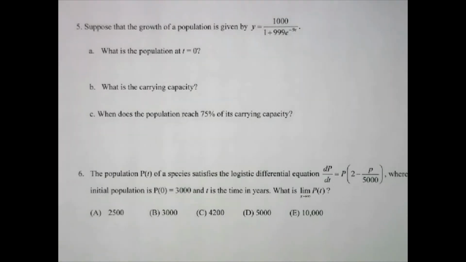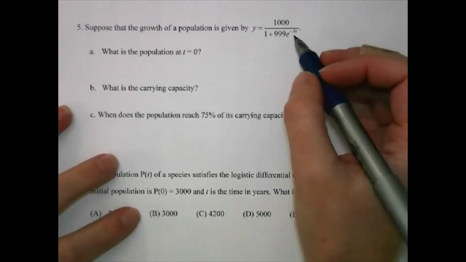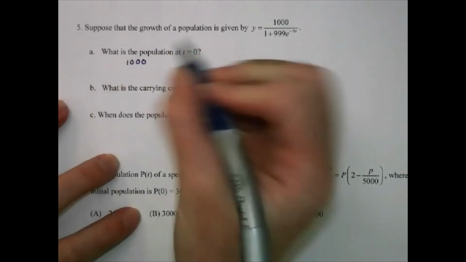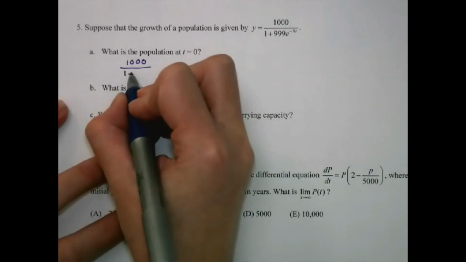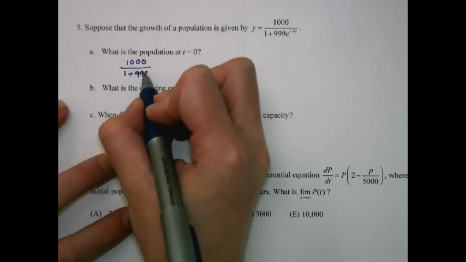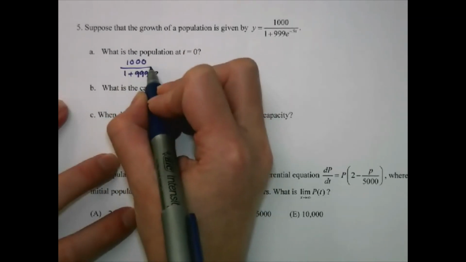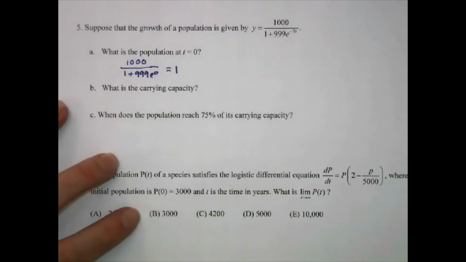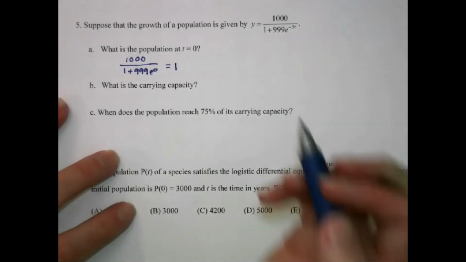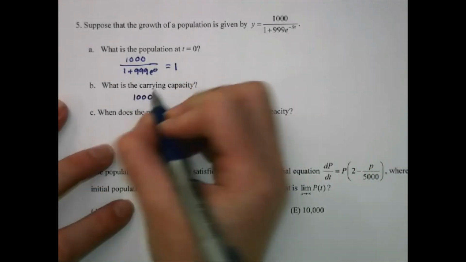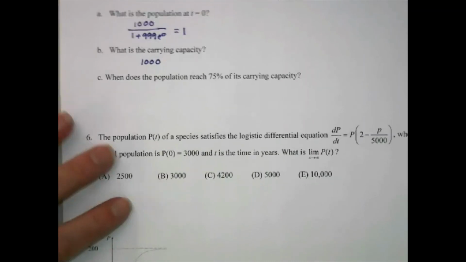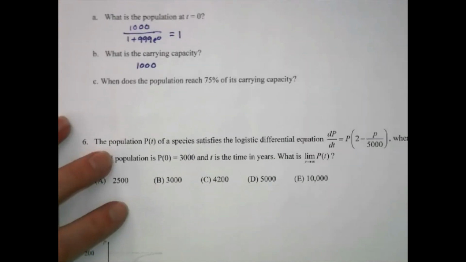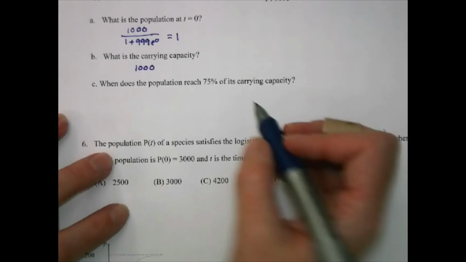Okay, suppose the growth of a population is given by that logistic equation here. So what is the population at time 0? Well, if I plug in a 0 here, I'm going to have 1,000 over 1 plus 999 e to the 0. So that's just going to be 1. So we're going to have 1,000 over 1,000, which is 1. What is the carrying capacity? It's 1,000. Now, I bet you're wondering how a population of 1 grows. I'm wondering. But sure, why not?